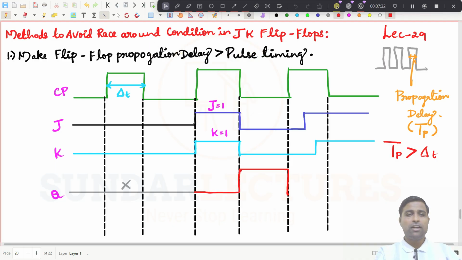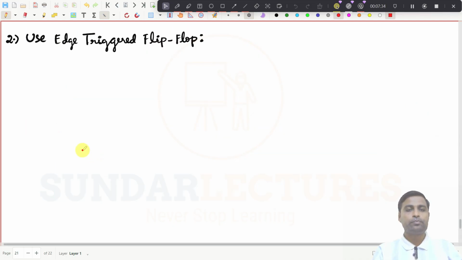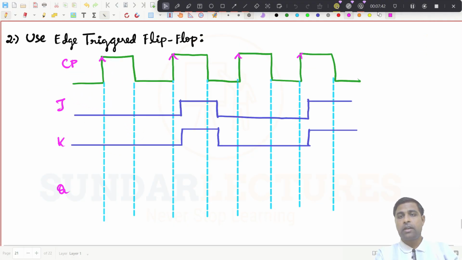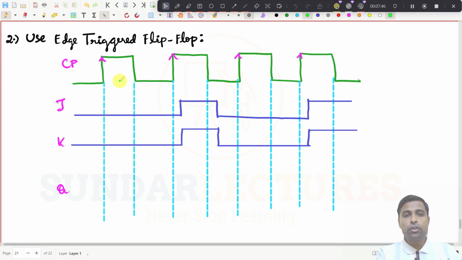This is one way to avoid the race around condition in the JK flip flop, right? So what is the next one now? Use edge triggered flip flop. What happens if the edge triggered flip flop is used? Maybe I will draw the diagram. Now you see here, I have just taken an example. This is a positive edge triggered flip flop. So the flip flop will check J and K only at the positive edges. Can you understand? Only at the positive edges.